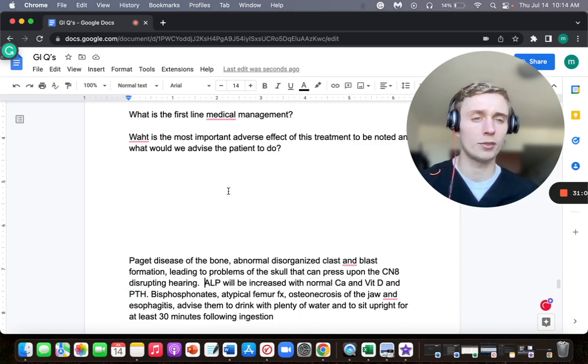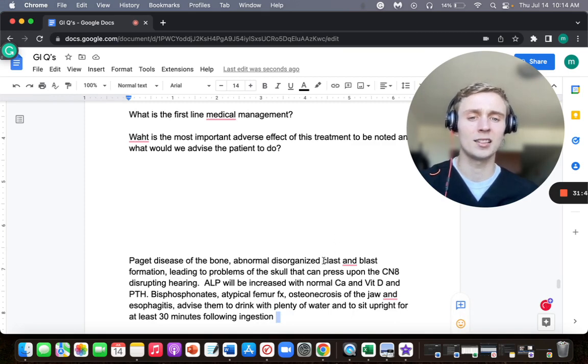And remember we said before, if they have an isolated increased alk-phos, then we want to be thinking of other systemic diseases like Paget's disease of the bone. Bisphosphonates are the treatment. Side effects important to know are atypical femur fractures, kind of weird, and also osteonecrosis of the jaw and esophagitis. Advise them to drink plenty of water and to sit up straight for 30 minutes following ingestion. Remember, we said that was one of the most important causes of esophagitis.